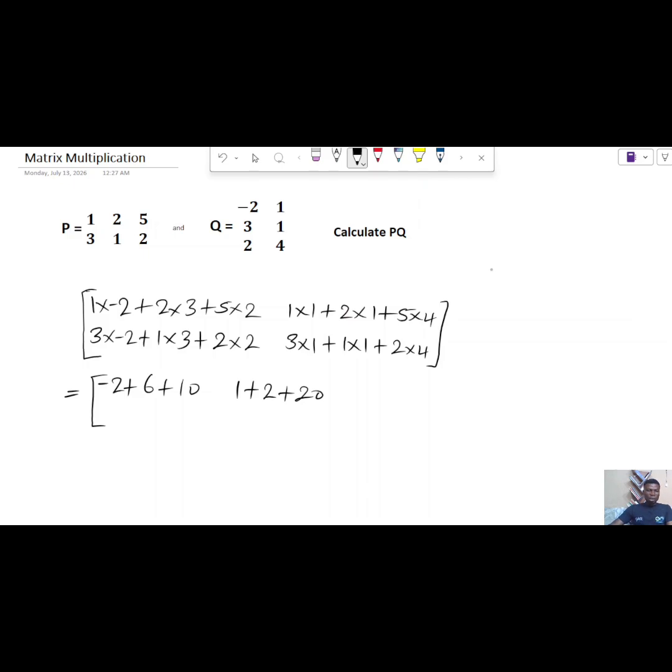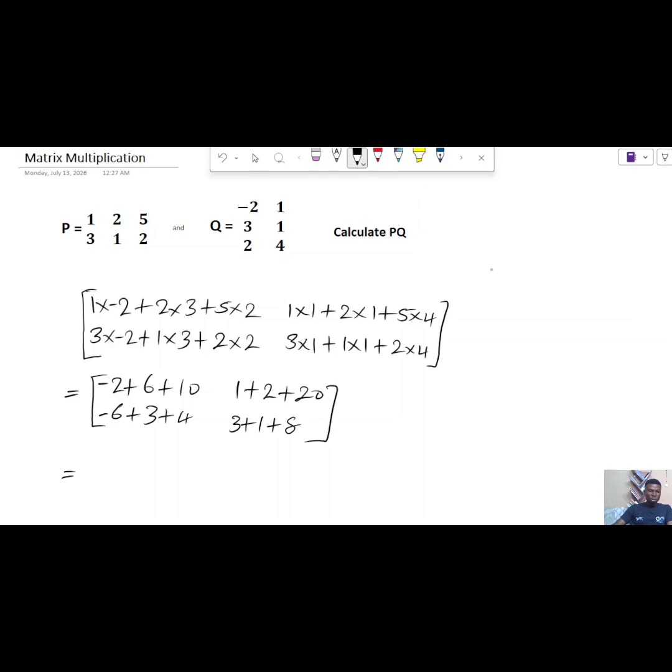Now to the second row, we have 3 times minus 2 will give us what? Minus 6. Plus 1 times 3 will give us 3. Plus 2 times 2 will give us what? 4. Now over to this side, we have 3 times 1 will give us what? 3. Plus 1 times 1 will give us 1. Plus 2 times 4 will give us what? 8.